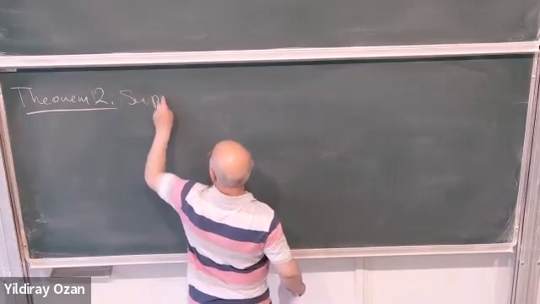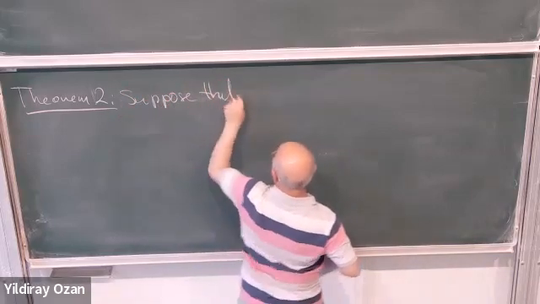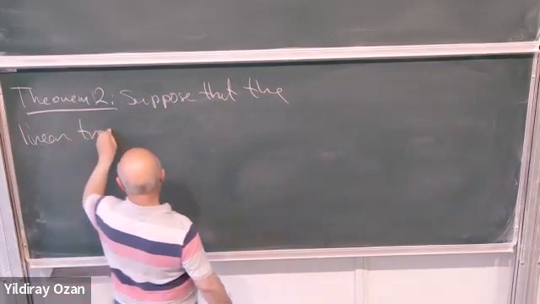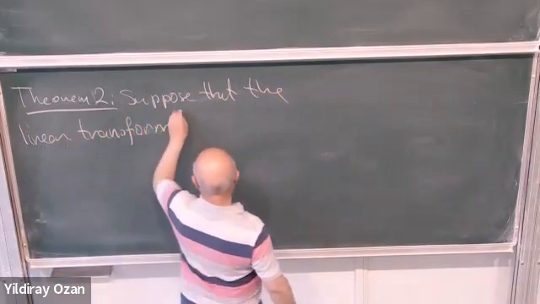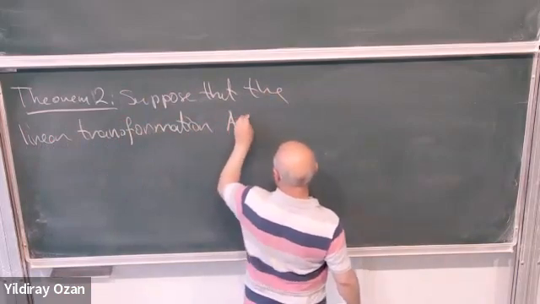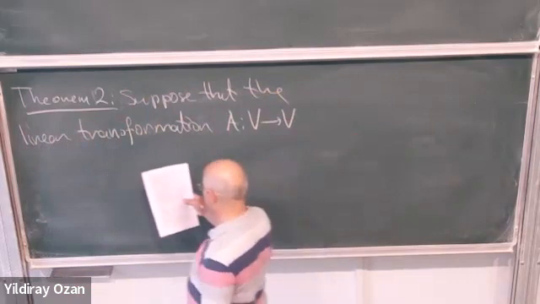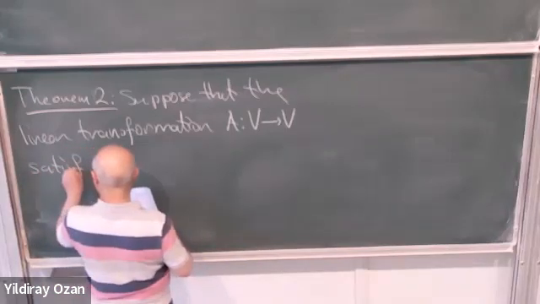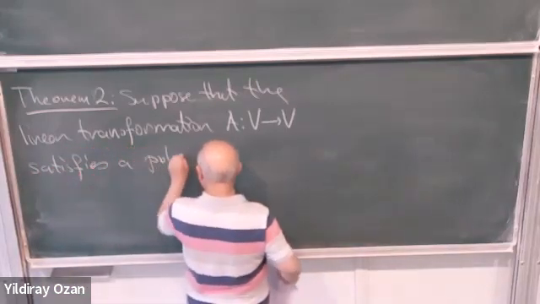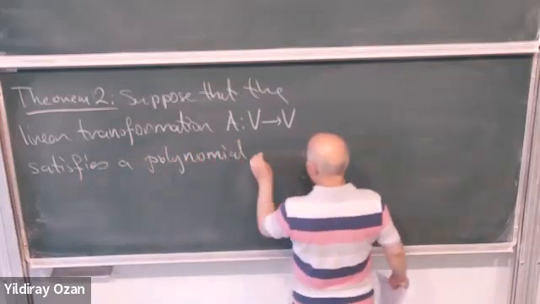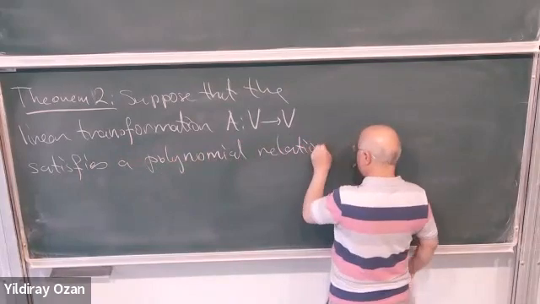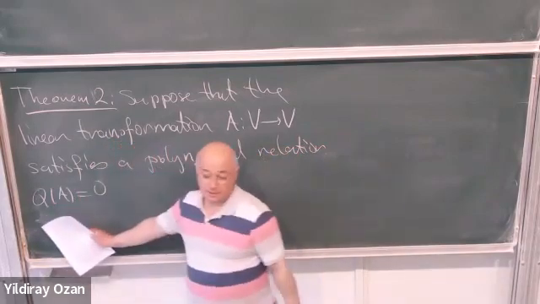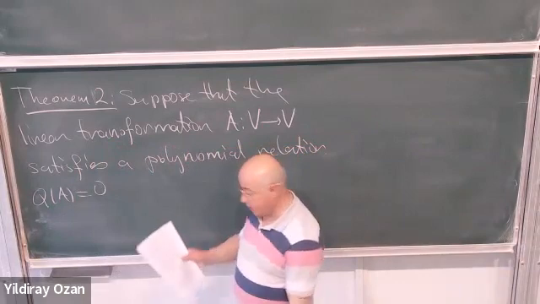Suppose that a linear transformation from B to B satisfies a polynomial relation Q of A equals 0. This is not necessarily the characteristic polynomial. Okay, just a polynomial.